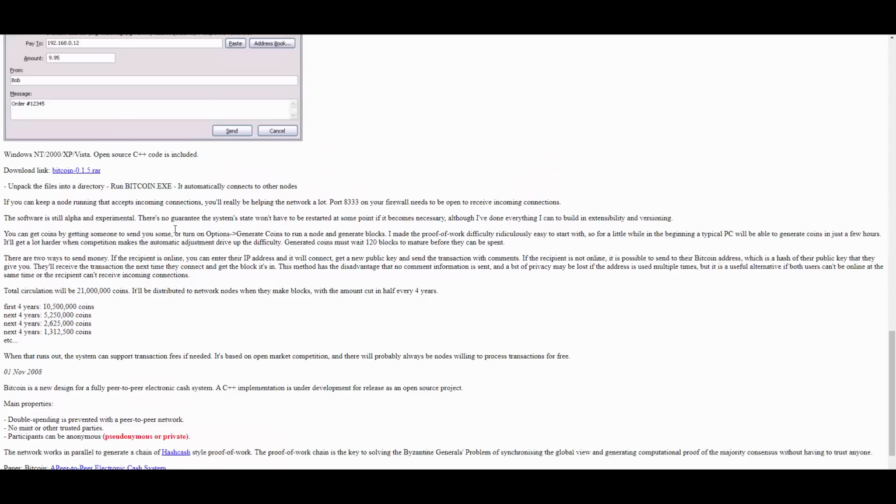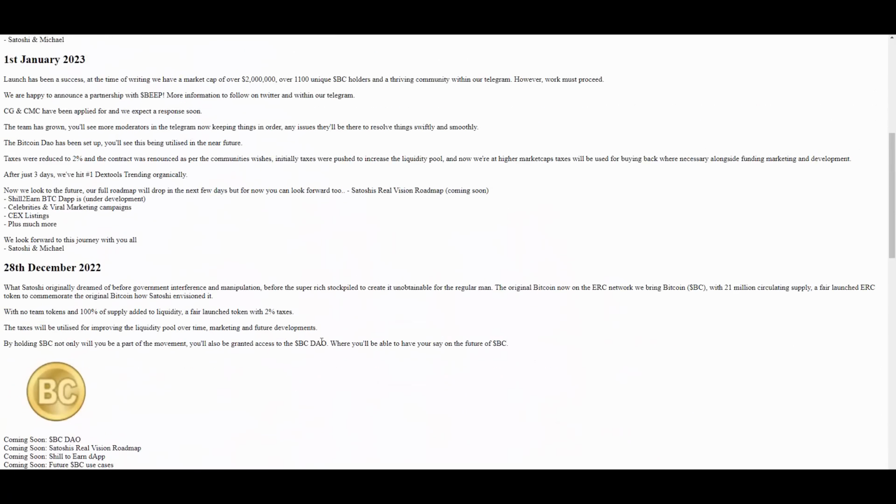So that's pretty cool, and they will have it here remaining for all time, as they claim, which is absolutely amazing. So here they have the sections of the actual old Bitcoin days of their own project, and we can see that 28th December 2022, what Satoshi originally dreamed of before government interference and manipulation, before the super rich stockpile to make it unobtainable for the regular man.